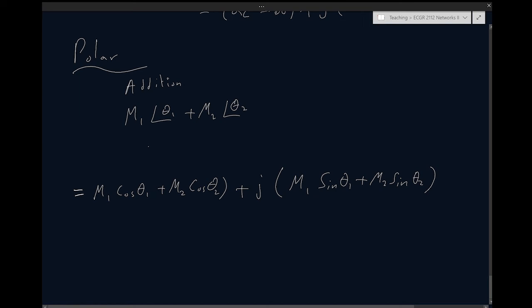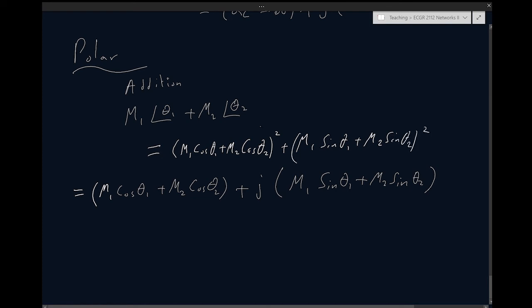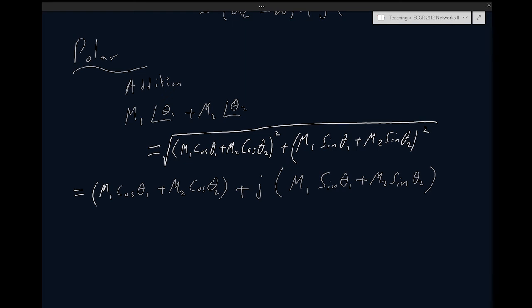Right, so let me keep this in mind. How would I do that? Well, I have to do this, right? Things will get a bit more complex because now I have to take this and square it. I have to take M1 cosine theta 1 plus M2 cosine theta 2 squared, right? Plus M1 sine theta 1 plus M2 sine theta 2 squared, square root. Notice how ugly it is. You do not want to do addition in the polar representation. You want to do multiplication, but you don't want to do addition in the polar representation, right?